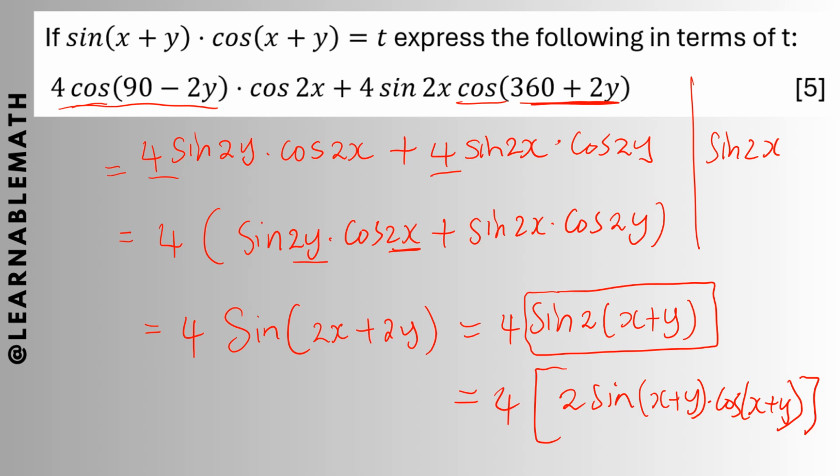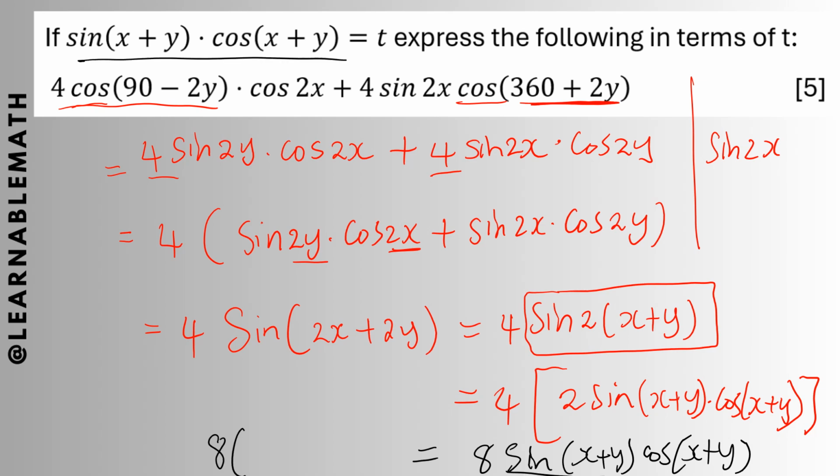So basically at the end, let me use a black color, we'll have 4 times 2, it's going to be 8, right? 8 sine(x plus y) and cos(x plus y), right? Then finally we'll have 8. We know that sine(x plus y) cos(x plus y) is equal to t, so we can replace that with t. Then our answer will just be equal to 8t. Okay, so that expression in terms of t will just be 8t.